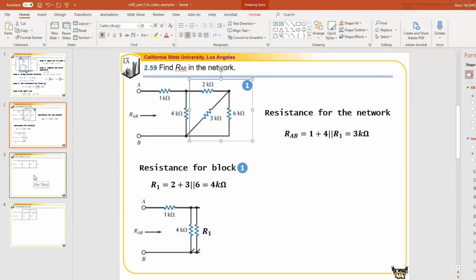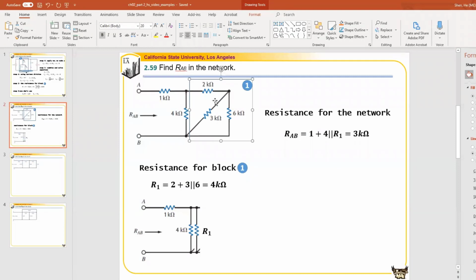I got a quick question. Yes. Right there where we put R1 equals 2 plus the parallel of 3 and 6, why did you choose 2 to be in parallel with 3 and 6? Is it because of the shape? 2 is not in parallel with them. 2 is in series with them. Look, between these two nodes, 1 and 2, these two are parallel, right? Because they're connected to these two nodes.